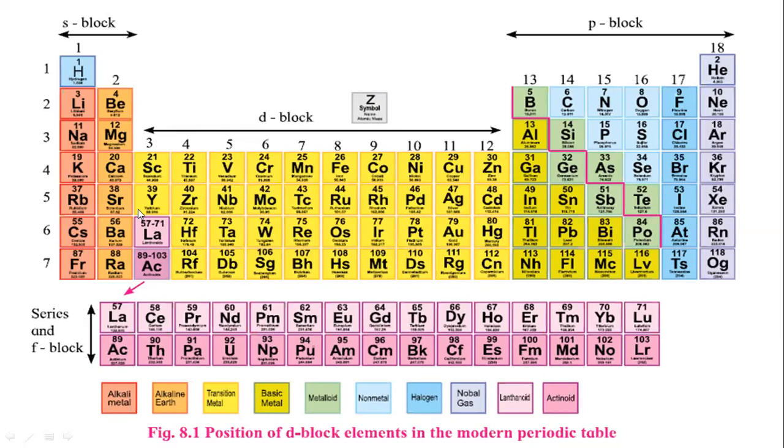We have to study the properties of series number 1, only the 3d series, that is scandium to zinc. Scandium, titanium, vanadium, chromium, manganese, iron, cobalt, nickel, copper, and zinc. I will also give one hint how to remember these first series. This first series is only for our study. These elements are not for our study: yttrium to cadmium, lanthanum to mercury, actinium to copernicium. So we are interested only in this 3d series.